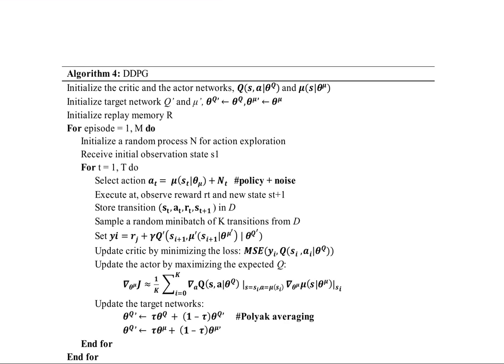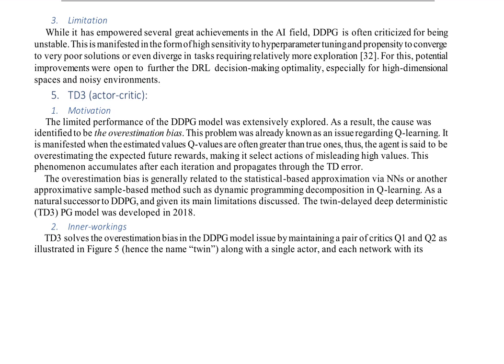The critic is trained using a replay memory and target network, similar to the Deep Q network (DQN) model. Action selection is executed according to the equation a_t = μ(s_t | θ) + N_t, where N_t is a noise signal added to the policy function to force stochastic behavior. However, DDPG has limitations, including instability and high sensitivity to hyperparameter tuning, which can lead to convergence to poor solutions or divergence in tasks requiring more exploration.